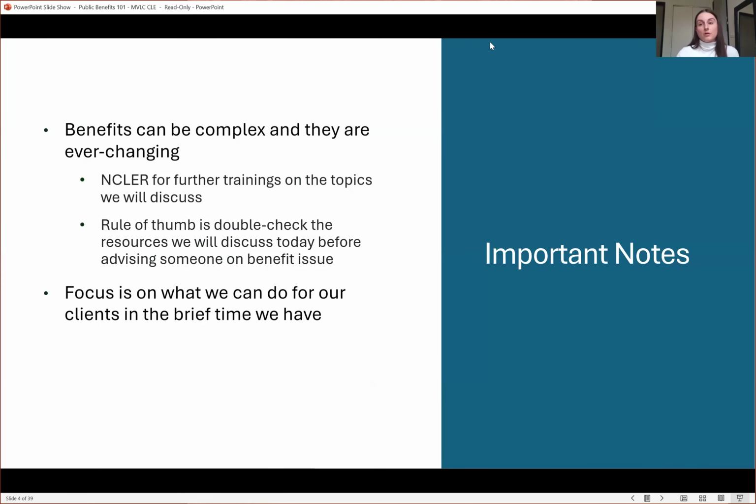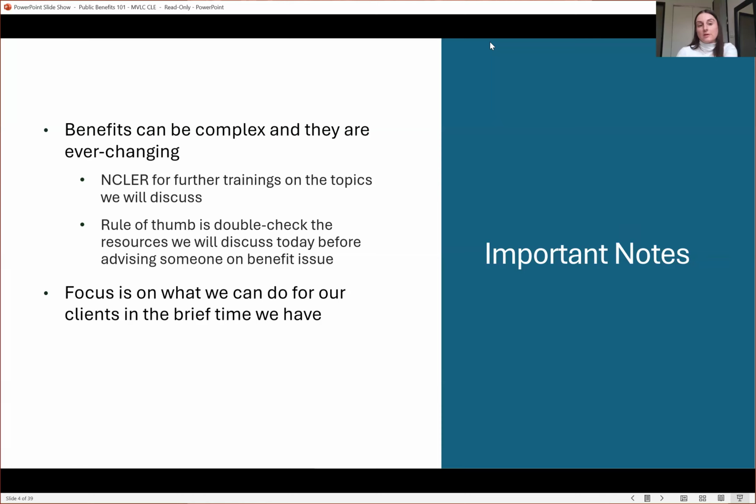Just some very brief important notes. As I've said already, benefits are complex, and especially in this political climate, they're ever changing. They were before this political climate. I'm going to plug the National Center on Law and Elder Rights. NCLER has a lot of trainings on the topics we'll go over today in more detail. It's a lot to fit into 50 minutes, so if you want more information on any topic, NCLER is a good place to start.